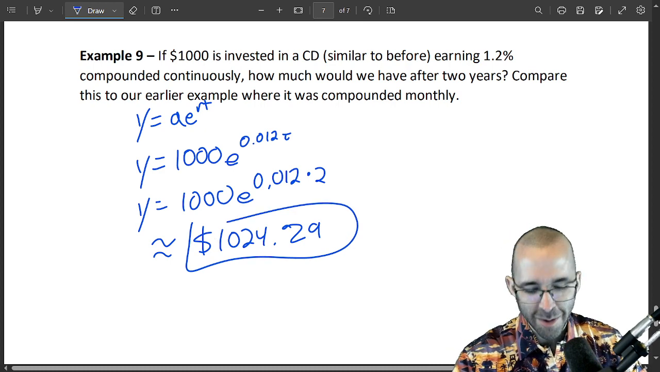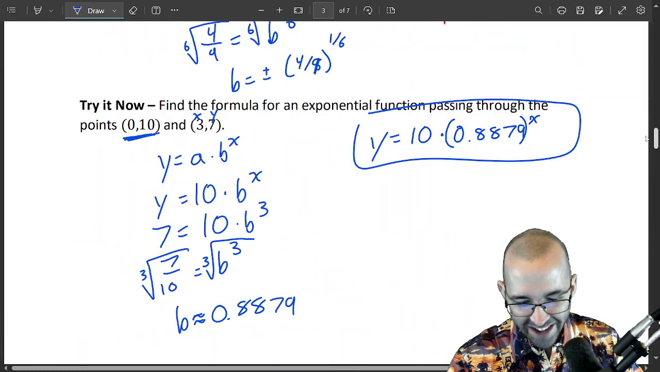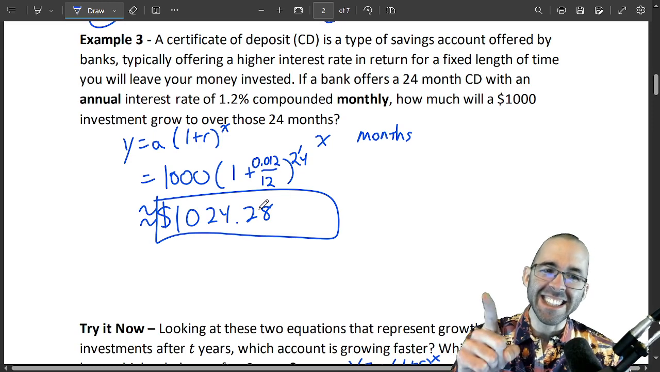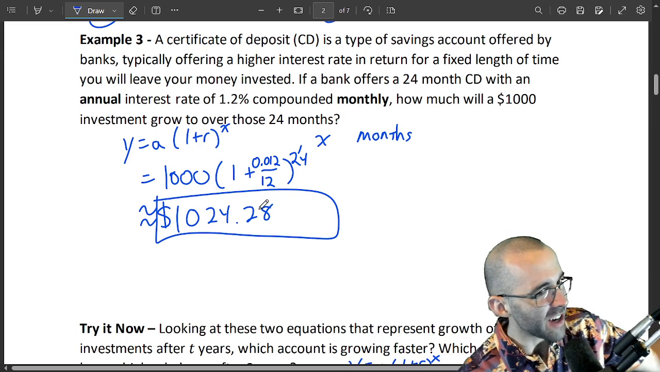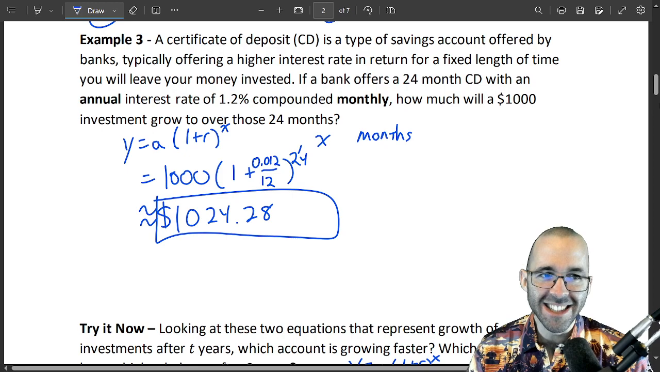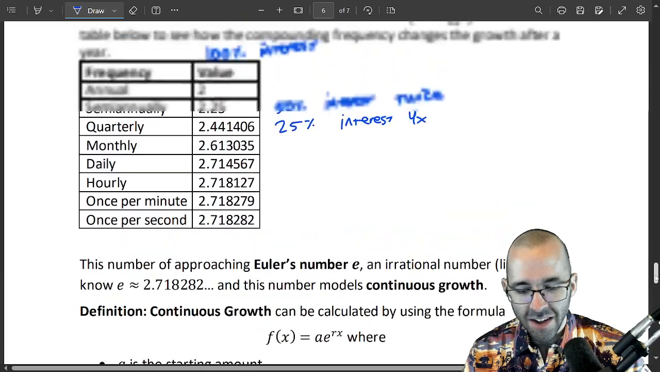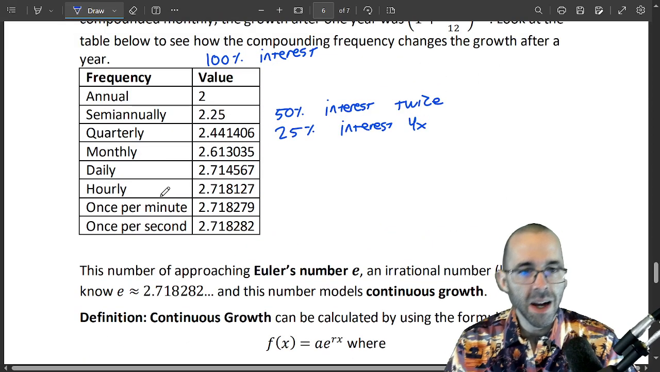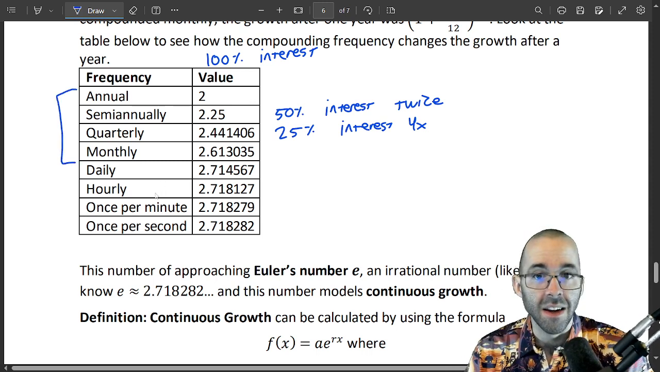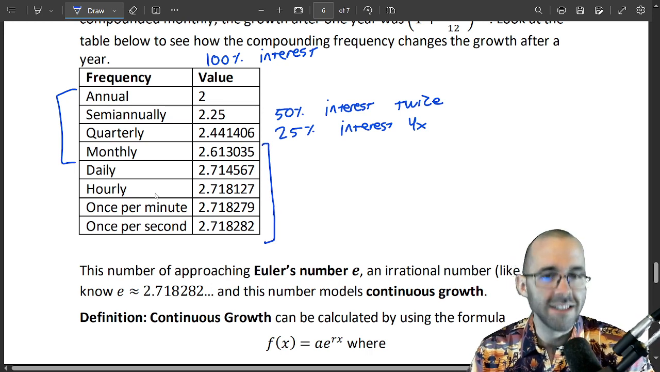How does that compare to our answer before? I'm pretty sure the one before was $1,024 too. Where was it? Oh, before it was only 28 cents. So if you get the choice, do you want it compounded monthly or continuously? You get more money with the continuous. You get an extra cent after 2 years. And again, that has to do with what we talked about in this table. The more often something compounds, the better you're going to be on average. The difference between annual and monthly is big. The difference between monthly and continuous is much less big.